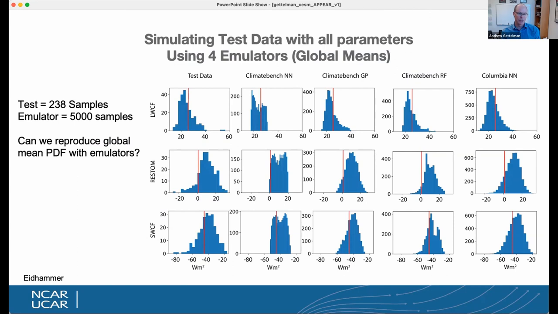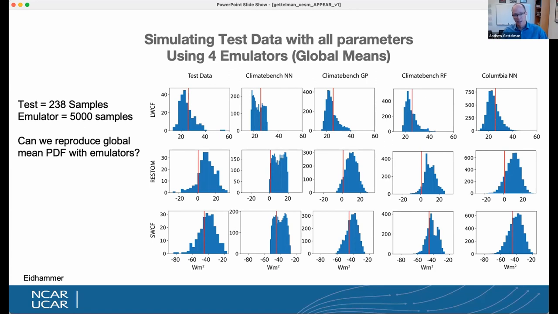This is then using a couple of different emulators. So using the ClimateBench emulator from Duncan with a neural network, a Gaussian process, and a random forest. Those are the three middle columns. The test data is on the left with 238 samples. And these are the probability distribution functions of global mean values of the longwave cloud forcing, the top of the model residual TOA balance, and the shortwave cloud forcing. So this is just sort of general radiative balance in a climate model. And then this is the test data and the different ClimateBench emulation options.